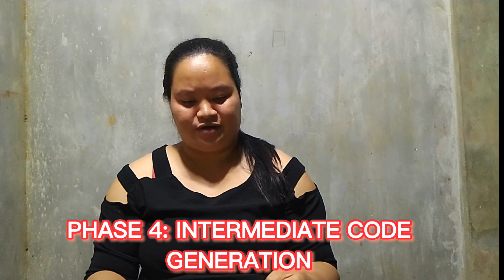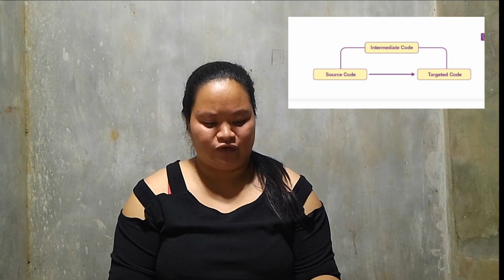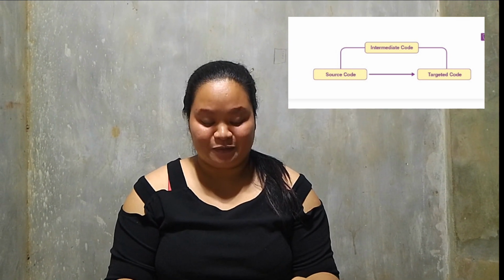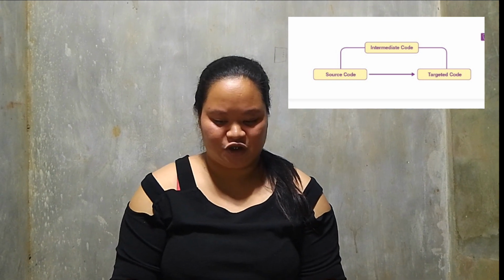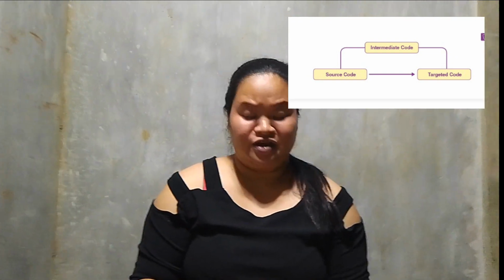So phase 4 is the intermediate code generation. Once the semantic analysis phase is over, the compiler generates intermediate code for the target machine. It represents a program for some abstract machine. Intermediate code is between the high-level and machine-level language. This intermediate code needs to be generated in such a manner that makes it easy to translate it into the target machine code.